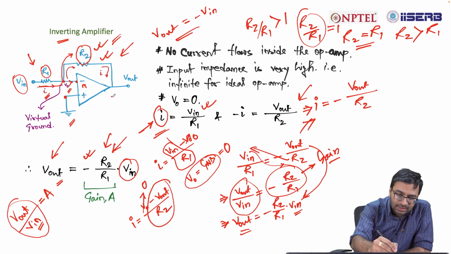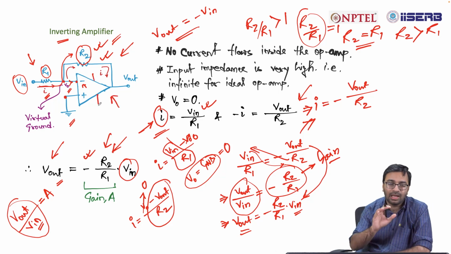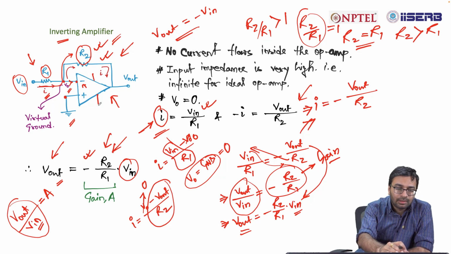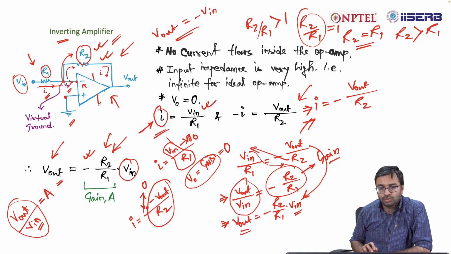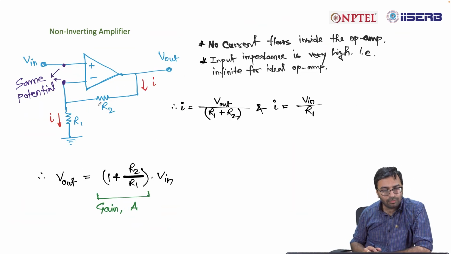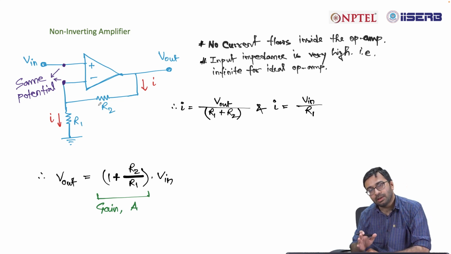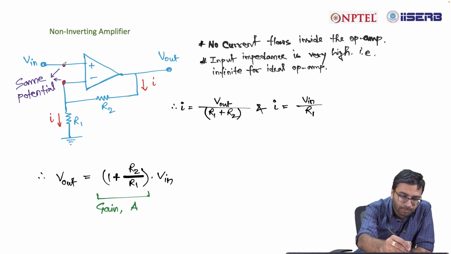So this is the circuit diagram of an inverting amplifier. Anyway, you have to put the supply voltages here. I am just showing the circuit that is responsible for amplification. Okay, so this is the inverting amplifier. Similarly, we will also find a circuit known as the non-inverting amplifier. Now there are two things that we have considered. One is that no current flows inside the operational amplifier, and second is that the potential here is equal to the potential here.